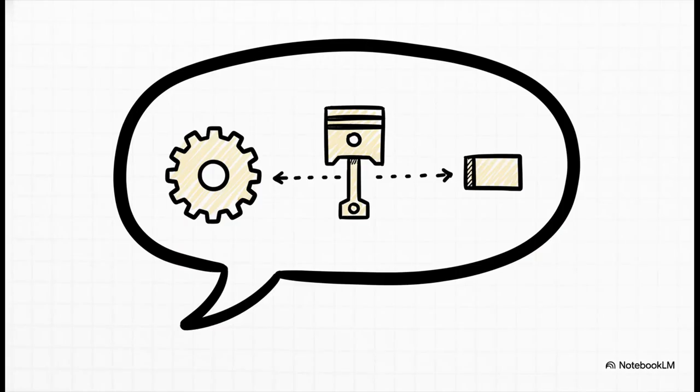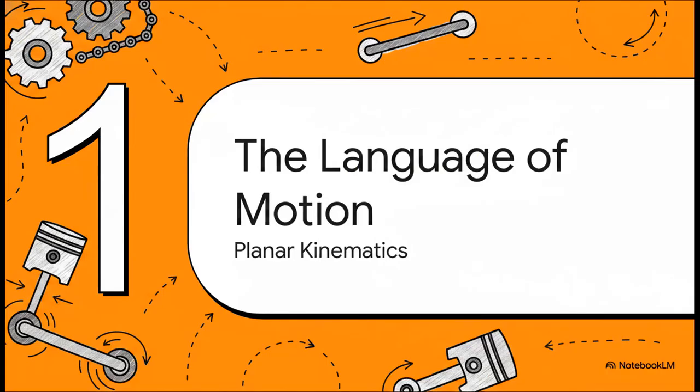But before we can really get our hands dirty analyzing a machine like that truck, we need to be on the same page. We need a shared vocabulary to describe what's actually happening. You can think of it like learning the basic grammar of movement itself. And that language, it's called planar kinematics. Now, I know that sounds super technical, but don't worry about the name. It's really just a way of describing and predicting how things move in a flat, two-dimensional world, which it turns out covers a huge number of the machines we use every single day.